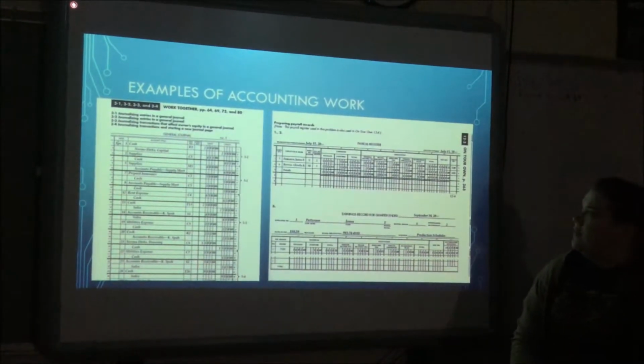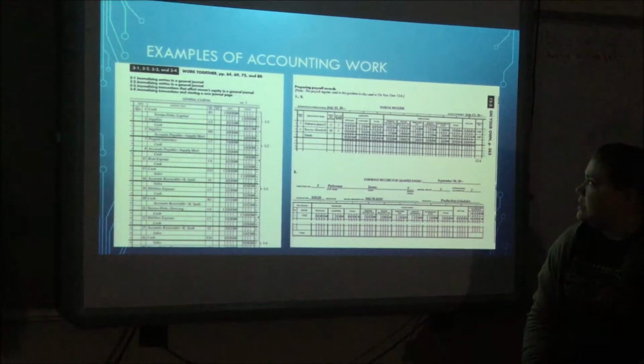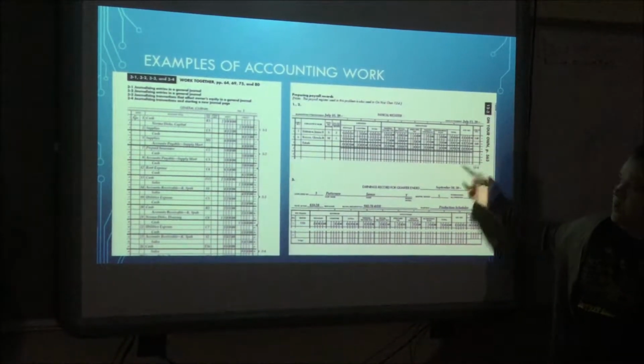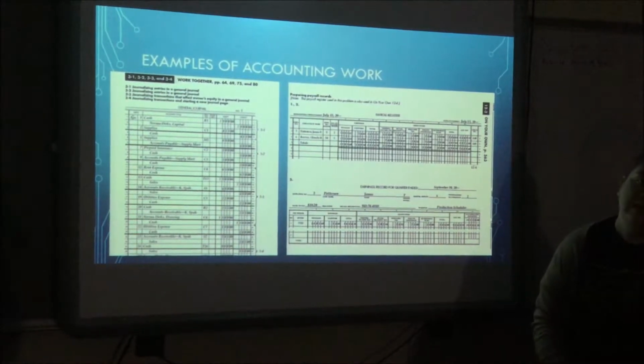So here's an example of accounting work. It looks like a lot of numbers, but it's literally, in this one, we're just adding these columns down to make a total, and we're keeping track of where money is spent.